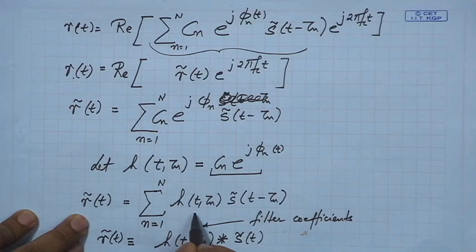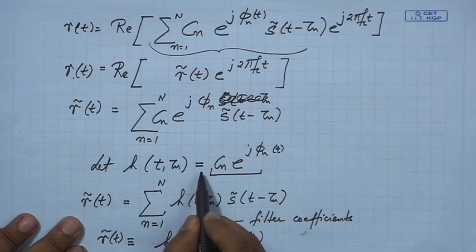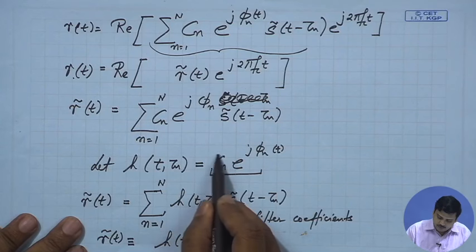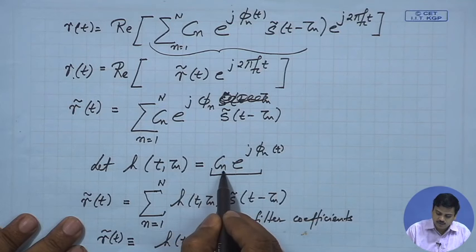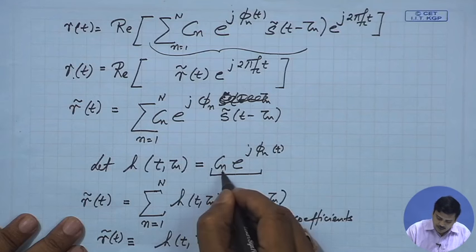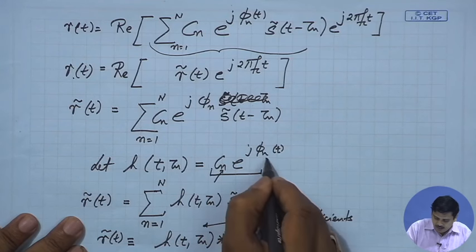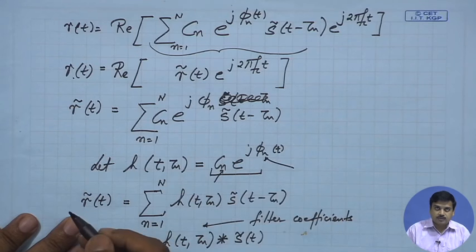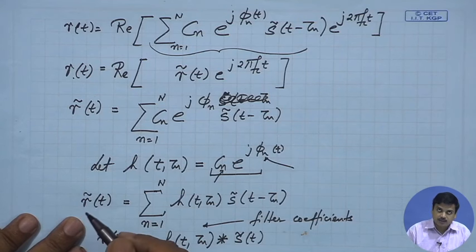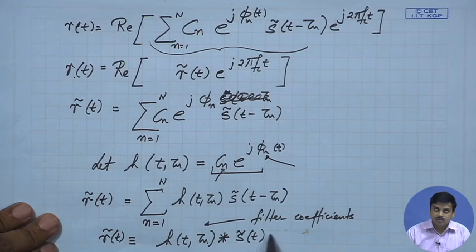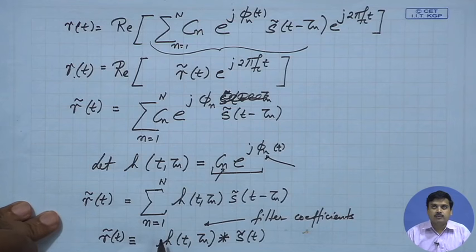which can be represented in this form, where h of t comma tau n is the product of the amplitude coefficient associated with the nth path, and the phase associated with the nth path. And we wrote it could be written as a convolution expression. So what we'll now try to do is take a detailed look at how this arises.